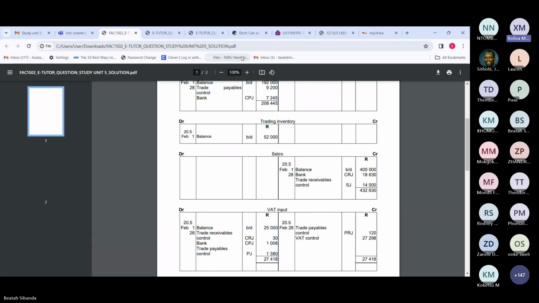Sorry, my mistake. Okay, so I was saying that the way to look at VAT input and output, it's not 100% correct, but it's an easy way to understand it. VAT input is money that SARS owes you. Everyone happy with that? And then VAT output is money that you have to pay to SARS, right? So you can think of input almost like an asset, and output almost like a liability.